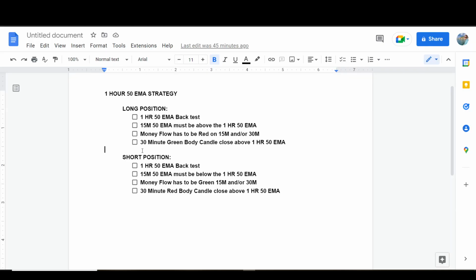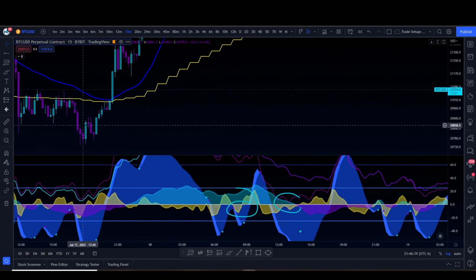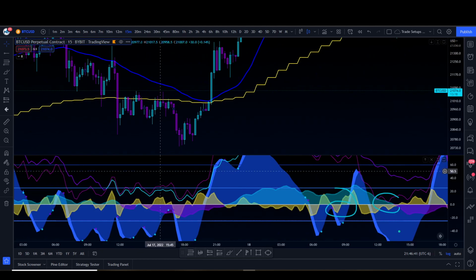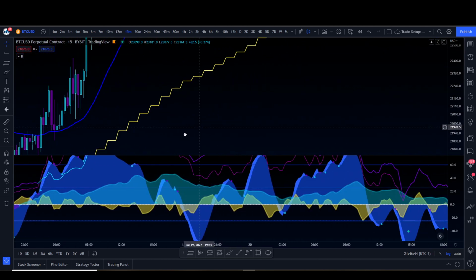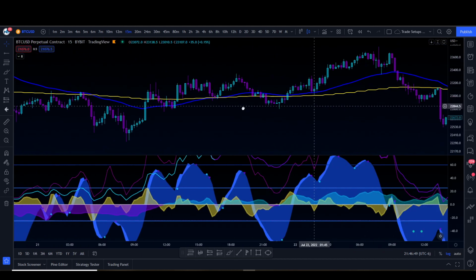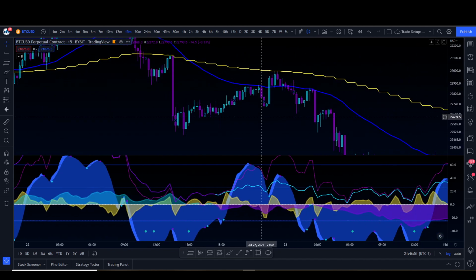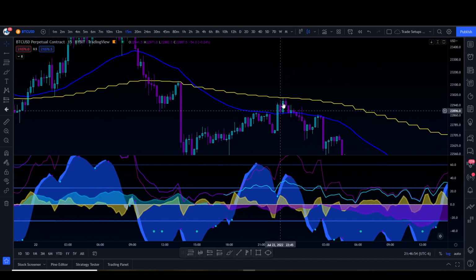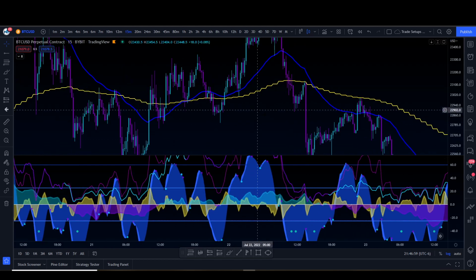And then it's the reverse, right? You get the back test, and then the 15 minute must be below. The money flow has to be green on the 15 or 30, and then on the 30 minute, you get a 30 minute red body candle below, right? See, we wouldn't have entered here because it's red. We're looking for green on shorts. Oh, we wouldn't have entered anyway because of the EMAs. Alright. So here's our short. EMAs cross. We get the back test, and then there's the red body candle. Okay? I mean, this one's too hard to resist.